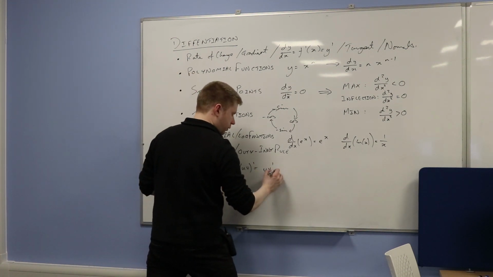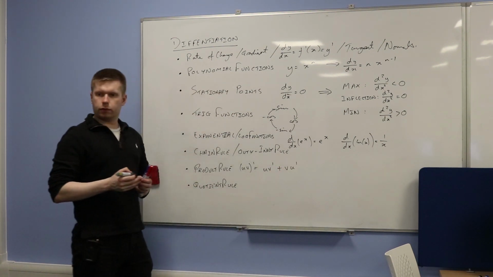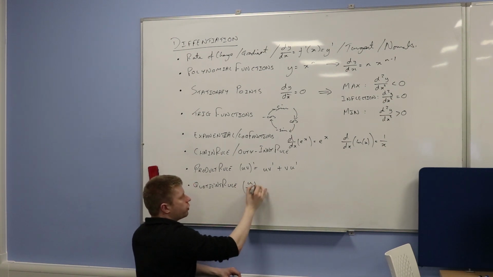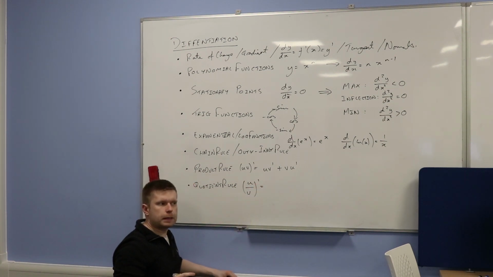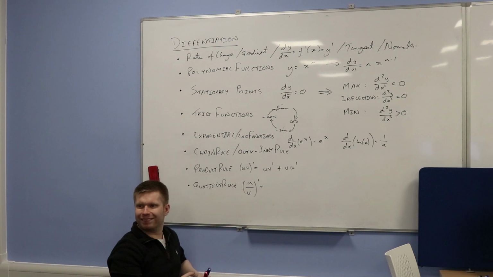u v dash plus u dash v. Perfect, okay. Can anybody remember what's the derivative, so the quotient rule, what's the derivative of the quotient of two functions? Did anybody write it down? I can write it down.